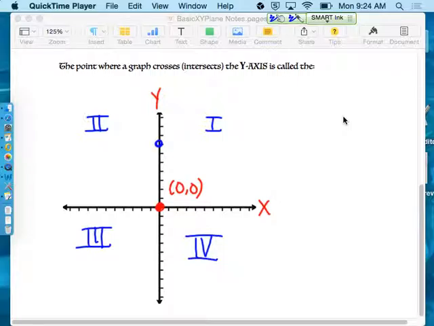A point that would be on the y-axis, so this will be the point 0, 7. If a point is on the x-axis, this is the point negative 4, 0.